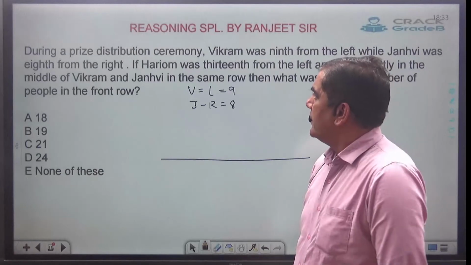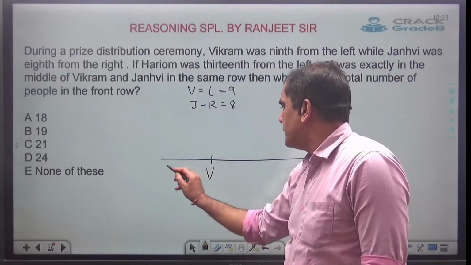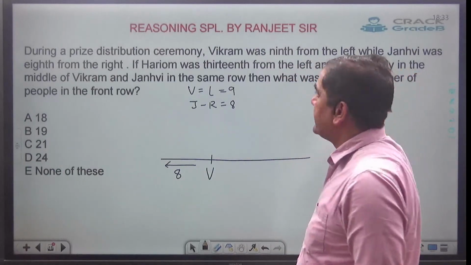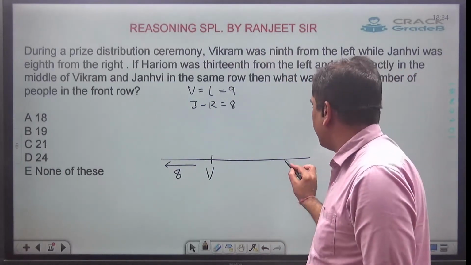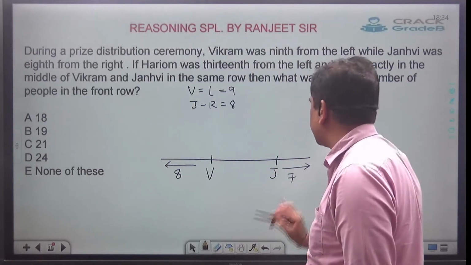Okay. Vikram was 9 from the left, so to the left of Vikram there must be 8. Next one. Janvi was 8 from the right, so to the right of Janvi there must be 7.